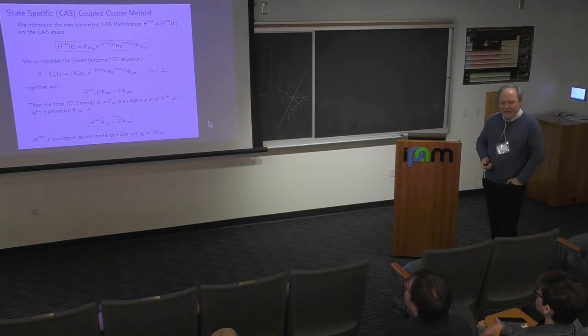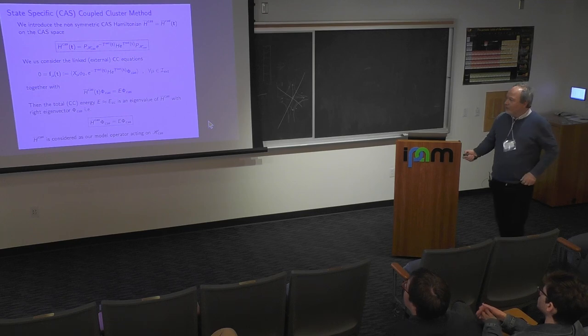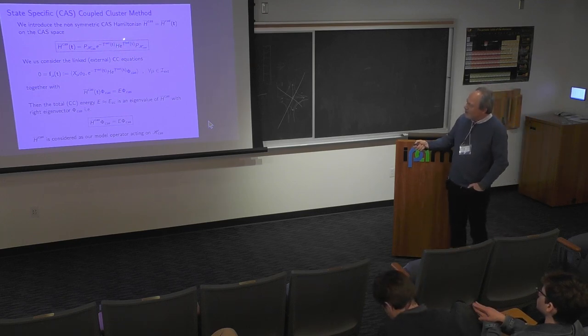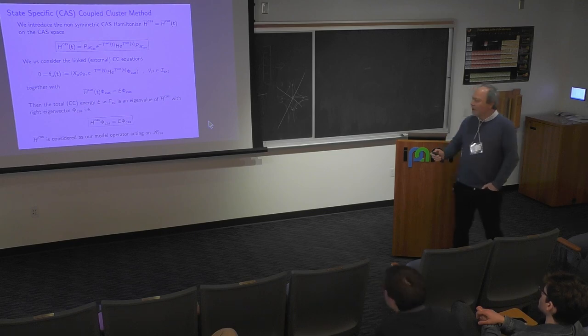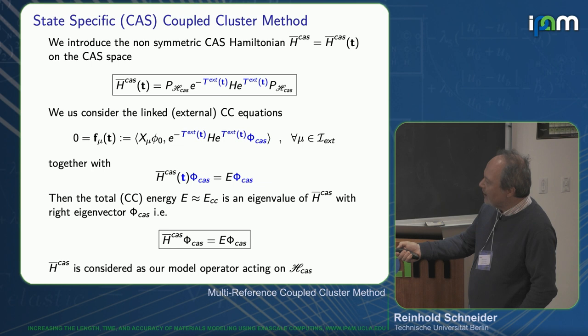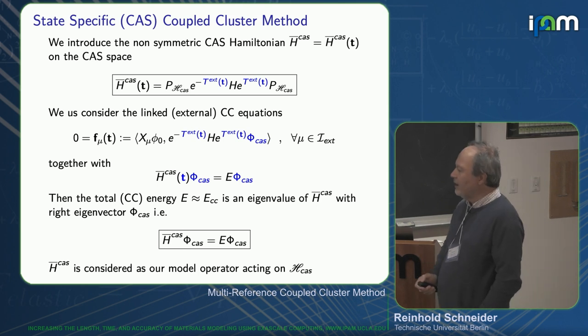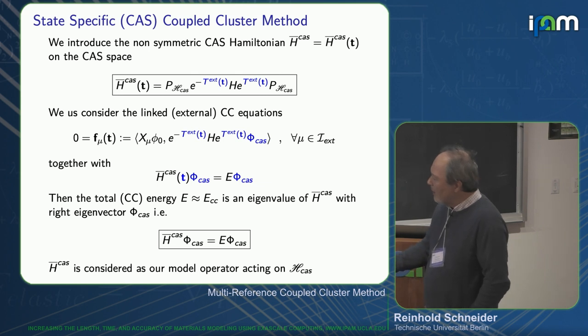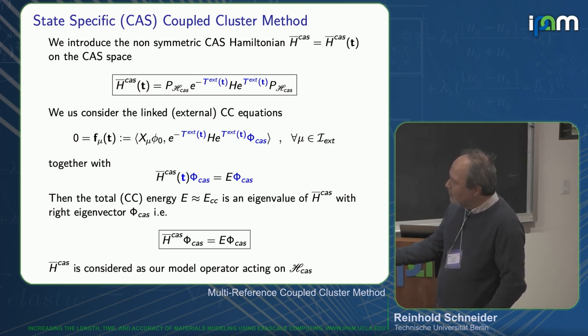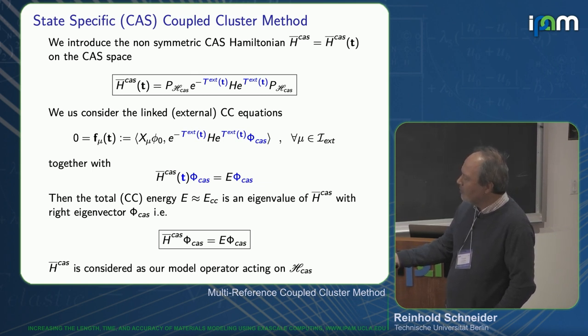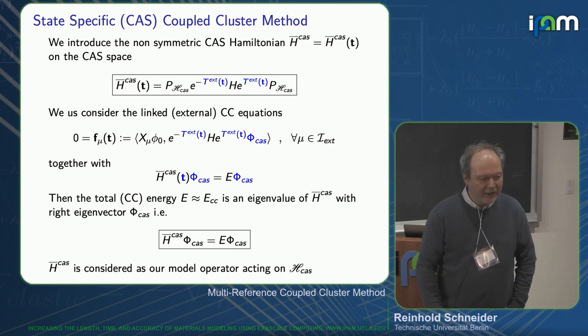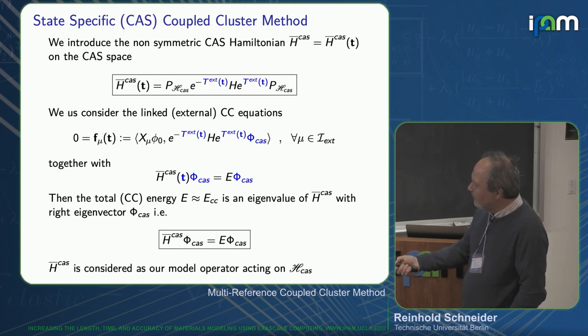Okay, and now comes the state-specific coupled cluster. We use now the exponential transformation only with the exterior excitations. That's the same as in the single reference, but here we restrict only to the exterior excitations, and we apply this to the full H-CAS space, so the full complete active space. And here we have the projection. So we project this operator, this is a non-symmetric operator, to the CAS space. Okay, and then we have two equations. One is that phi-CAS should be an eigenfunction of the transformed operator with the coupled cluster energy.